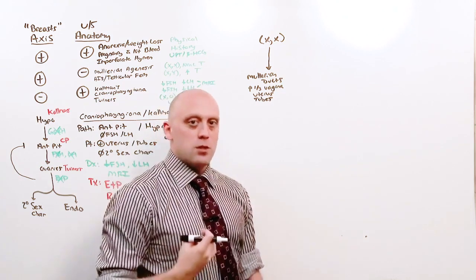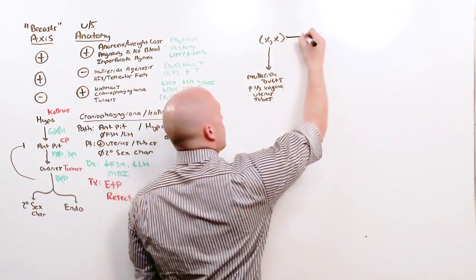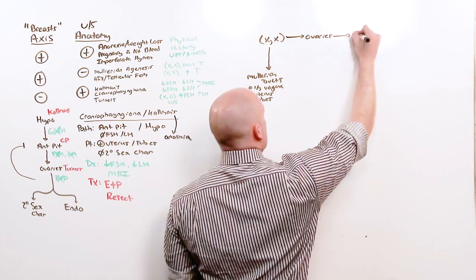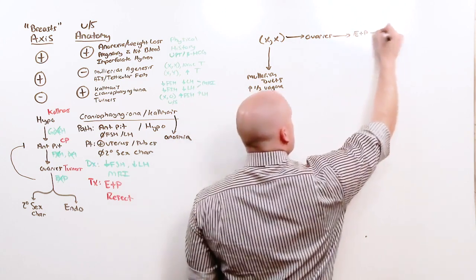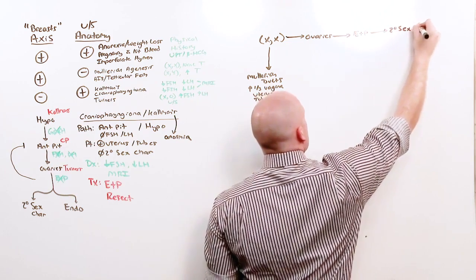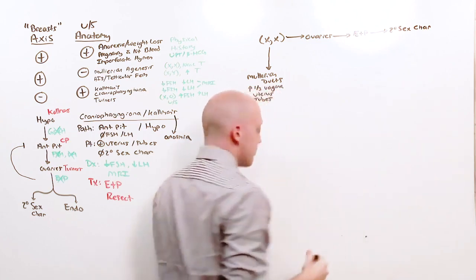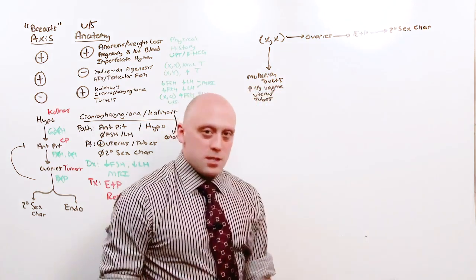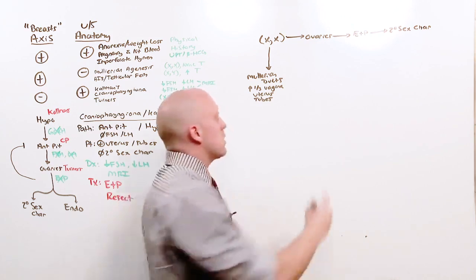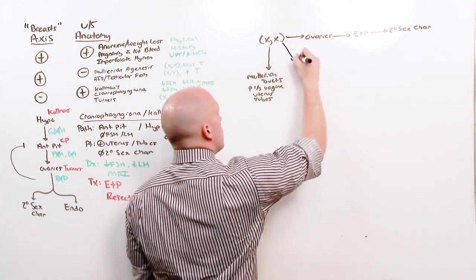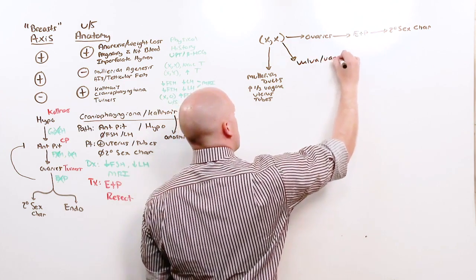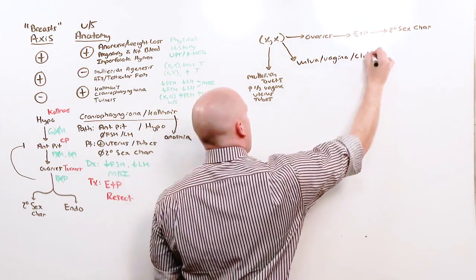A genetically female individual will develop ovaries. And ovaries make estrogen and progesterone. Estrogen and progesterone, as we just talked about, develop the secondary sex characteristics. That is, breast development. The default external genitalia is female. So a genetically female person will have a vulva, vagina, and clitoris.